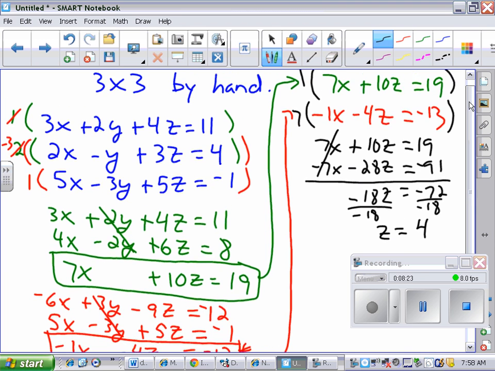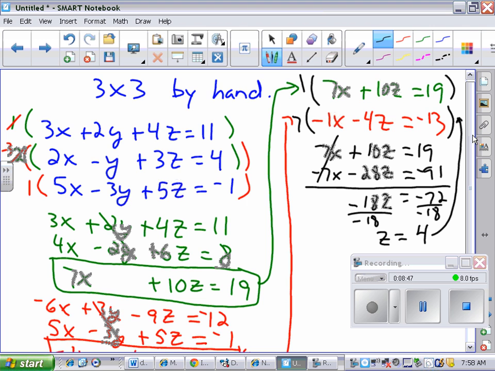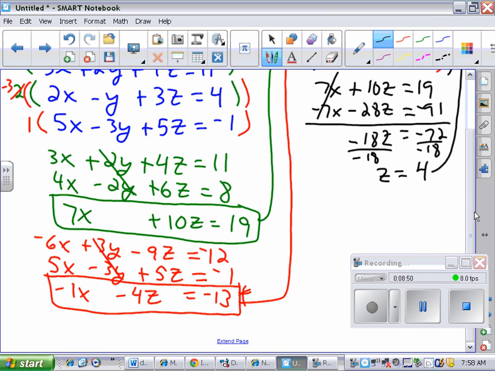So all I have to do now is just finish this 2x2. Just remember, we're going to complete this problem, and once I get the other one, then I'll go back over here and find the third. So since I found z is 4, I'm going to take that 4 and use one of these equations to find x. Doesn't really make any difference which one you do. I did the top one. So the top equation is 7x plus 10z equals 19.